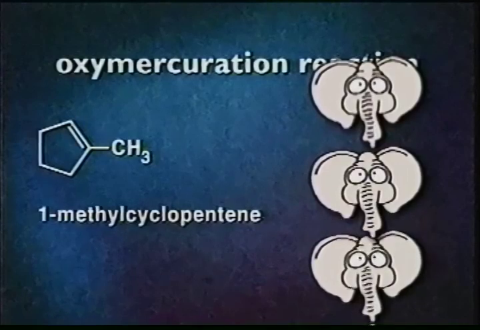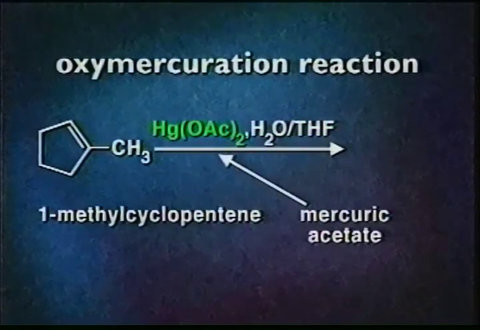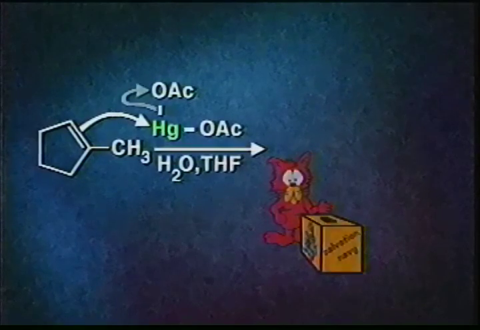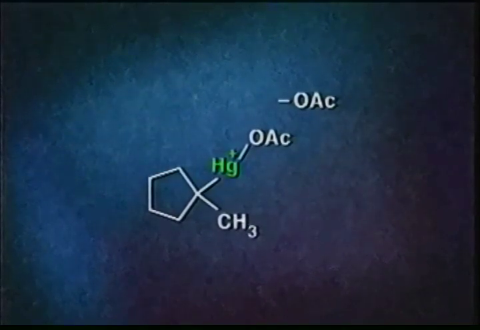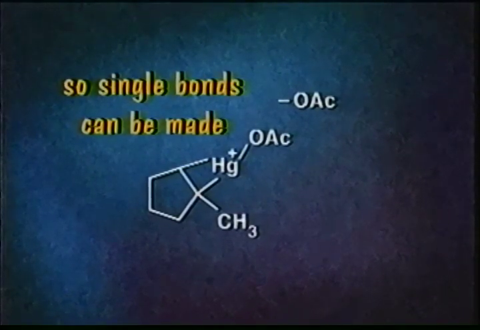Remember, in the oxymercuration reaction, the alkene is sitting in a mixed solvent system made up of water and THF with a little mercuric acetate thrown in for kicks. The double bond from the alkene donates its electrons to mercury in mercuric acetate. This in turn causes mercuric acetate to release one of its 2 acetates. At the same time, the mercurium acetate cation donates 2 of its electrons to the alkene so that single bonds to both carbon atoms of the double bond can be made.